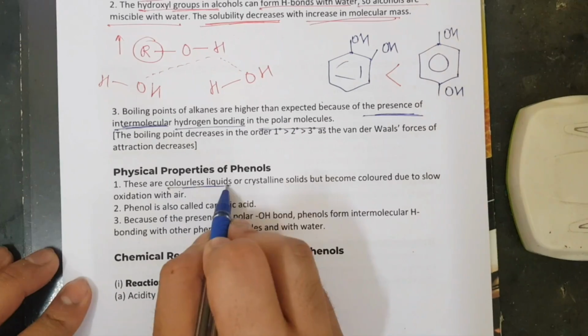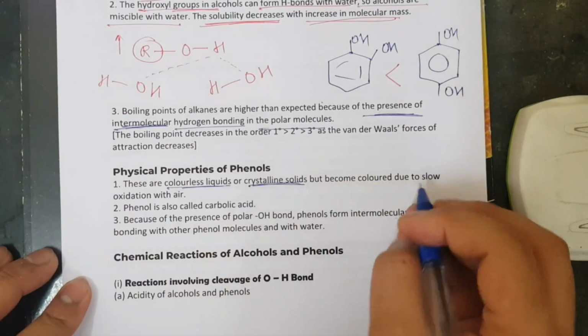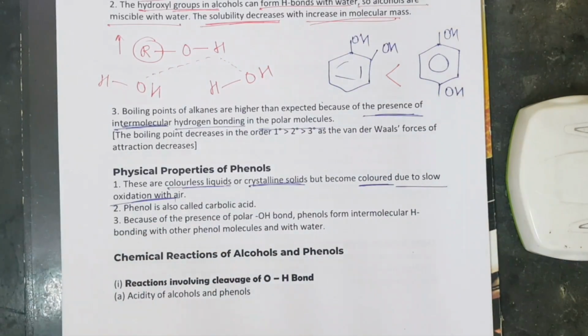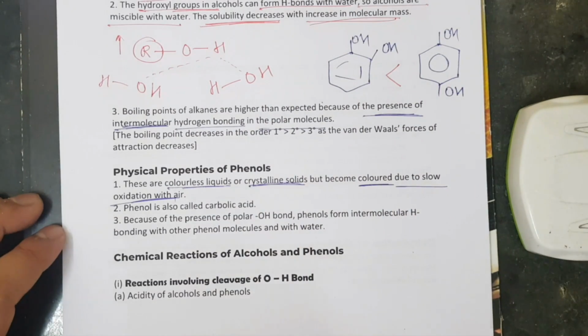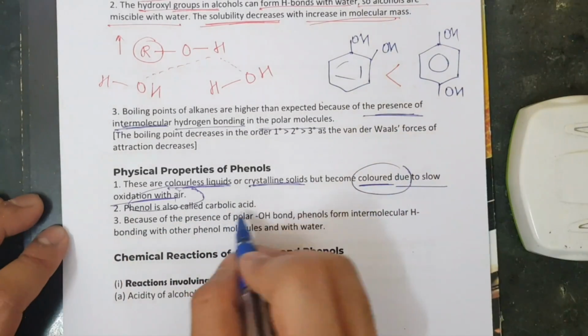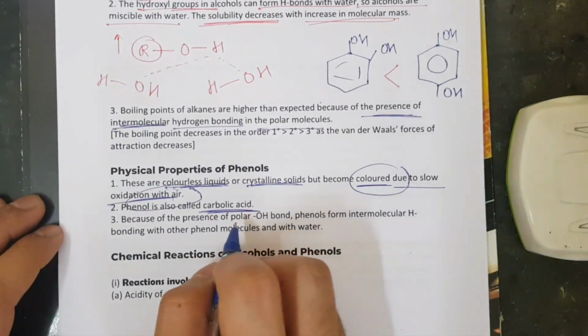These are colorless liquids or crystalline solids but become colored due to the slow oxidation with air. Like in the labs, if you see, it is generally colored, but the pure ones are colorless. But when you place them in the labs or in contact with air, they become colored. Phenol is also known as carbolic acid, a very important point.